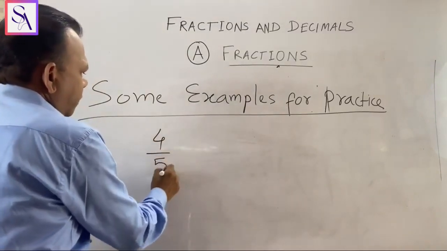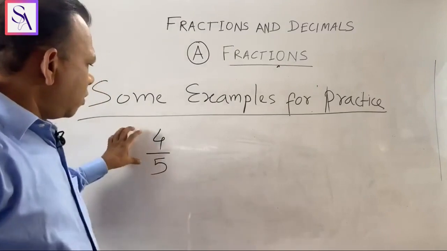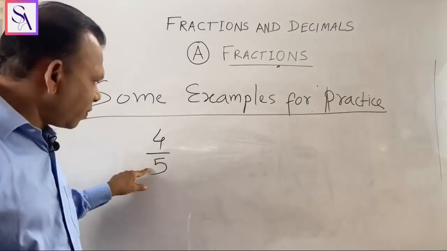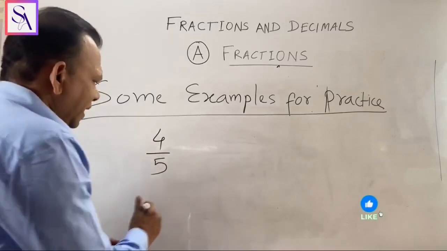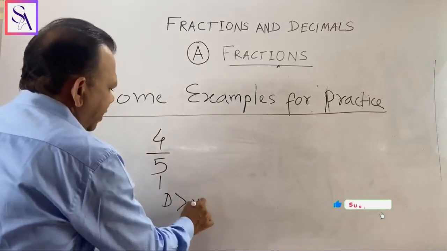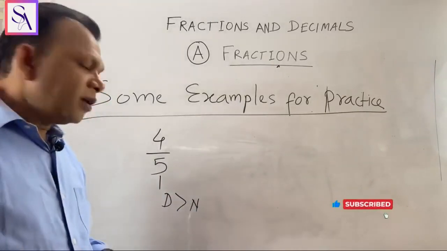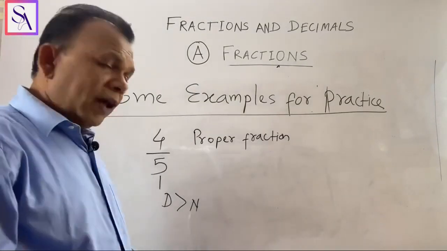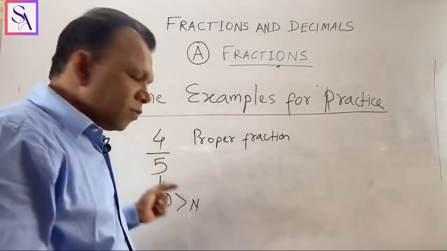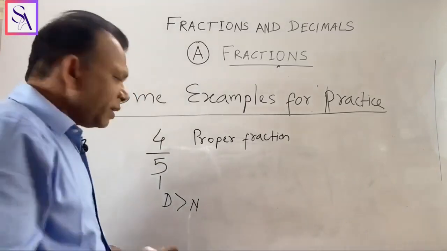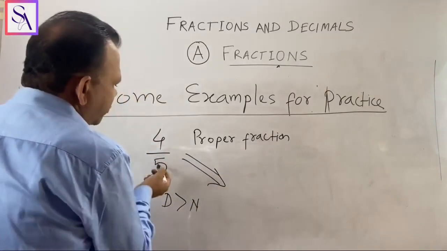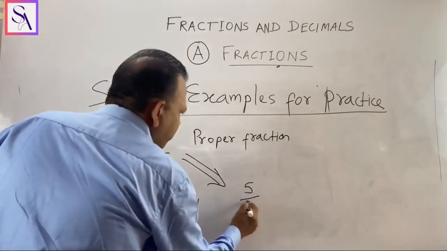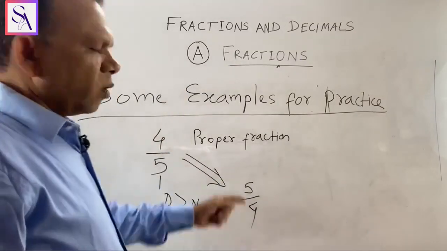Now some examples for practice. 4 by 5. Can you tell me what type of fraction it is? 4 is the numerator, 5 is the denominator. The denominator is greater than the numerator. So what type of fraction is it? It is a proper fraction, right? We learned this. If I want to make the reciprocal of this proper fraction, what would it be? It would be just inverting the position of numerator and denominator. It would be 5 by 4, right? This is the reciprocal of it.